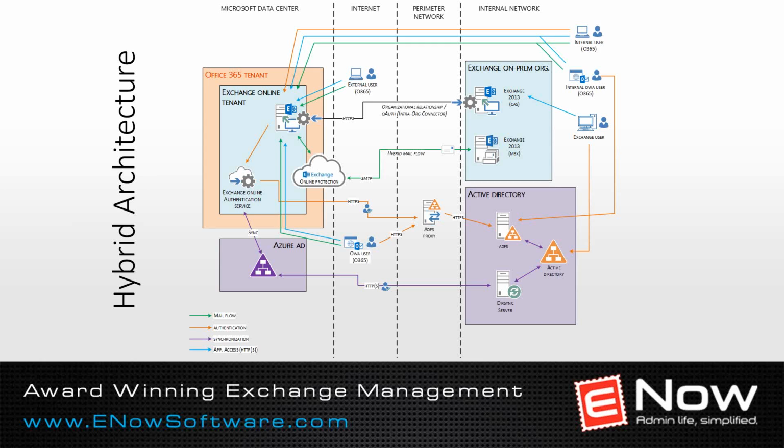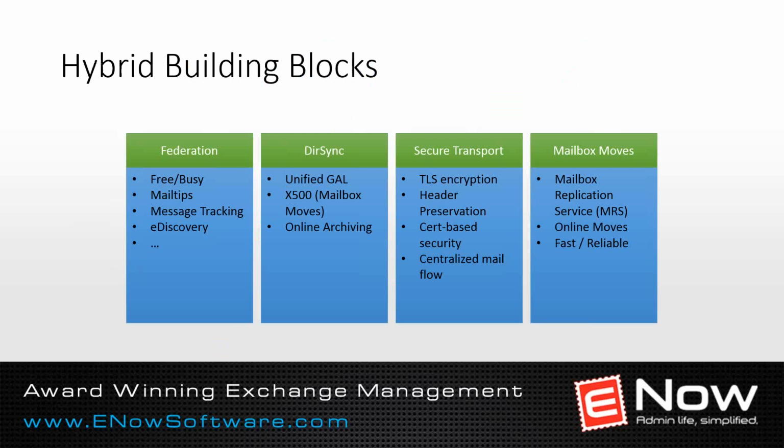So when we dive a little deeper into a hybrid building block, it's very important to understand the basics of that hybrid deployment. And there are like 4 pillars in the hybrid deployment. It's first the federation part, and I'm referring to the Exchange Federation part here, which allows us to do FreeBusy, mail tips, e-discovery, message tracking cross-premises between our on-premises and our cloud environment. It's being powered either via OAuth or through the organizational relationship, but most importantly, that's one of the cornerstones in our deployment from a functionality point of view.